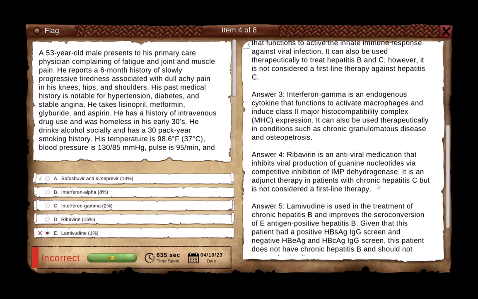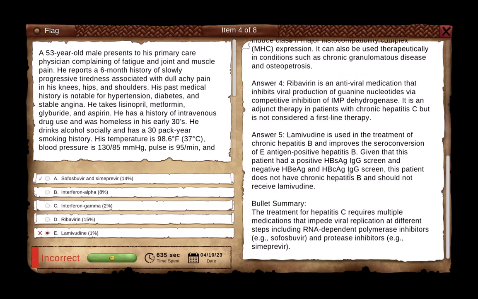And we can identify features of hepatitis B that suggest that this is a hepatitis C infection, that the RNA-dependent polymerase suggests that we should be taking sofosbuvir, and then you should also be taking a protease inhibitor like simeprevir, which is something that you see in treating HIV.